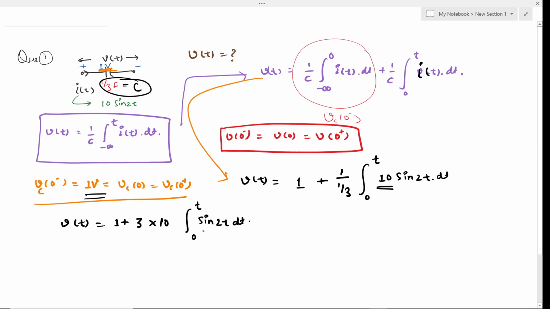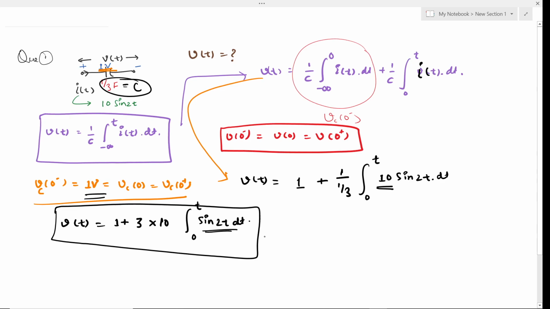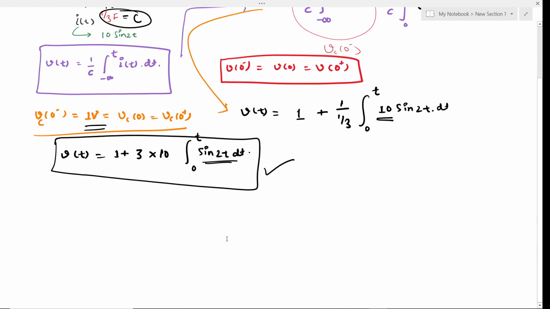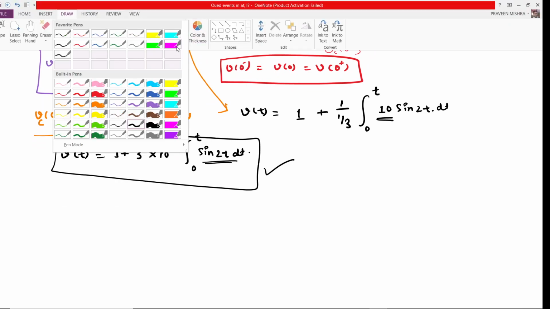While integrating sine 2t with respect to t, you will get the values in terms of t. You need to solve this problem on your own by applying the trigonometric formula of sine 2t, and you will get the answer. Now we will discuss our next problem. What is the next problem?